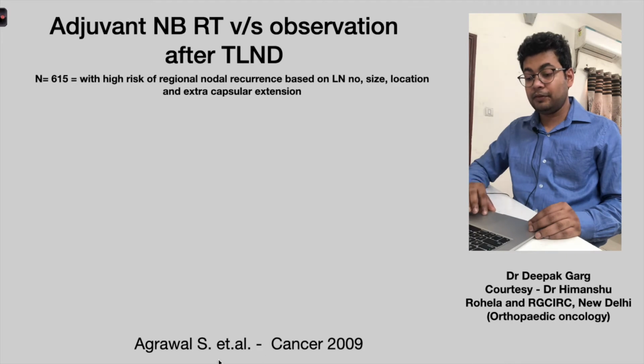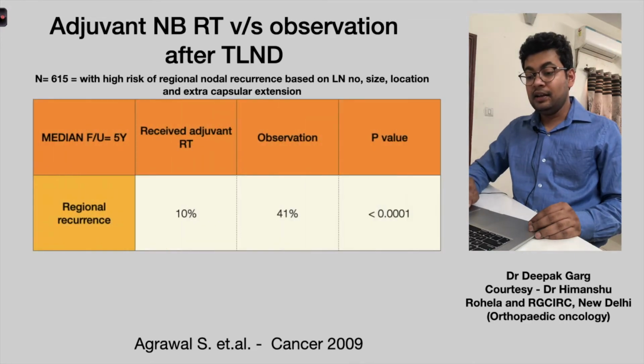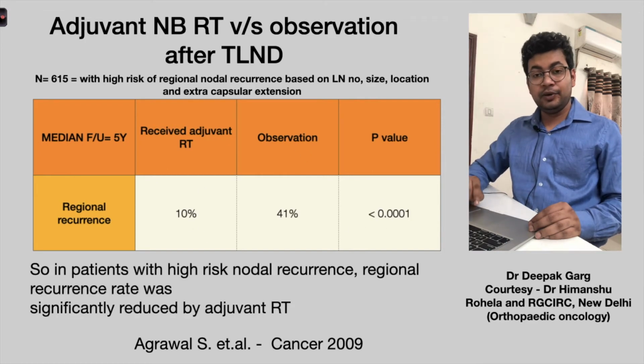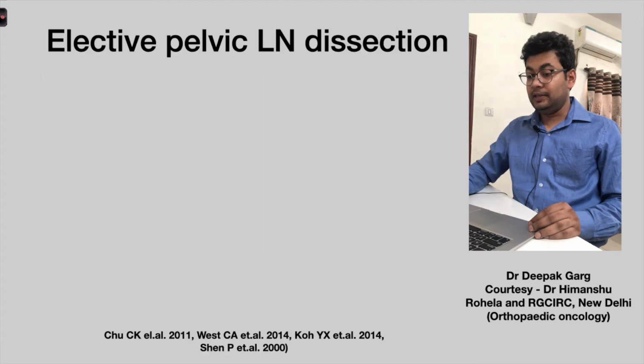Similarly, this was the paper by Agarwal S et al. from 2009. They had 615 patients with almost similar inclusion criteria, and they found that regional recurrence in the patients who received adjuvant RT to the nodal basin was significantly lower than in the observation group. They concluded that in patients with high risk of nodal recurrence, as we have discussed in the criteria, the regional recurrence rate was significantly reduced by adjuvant RT.